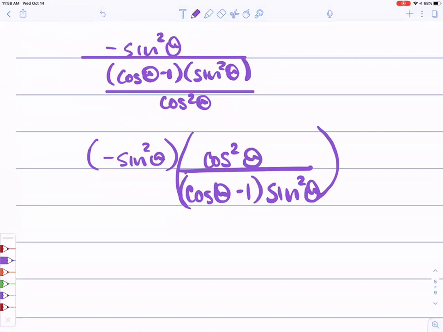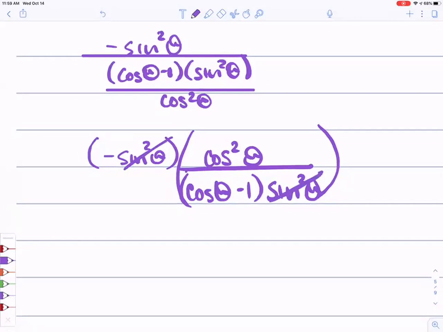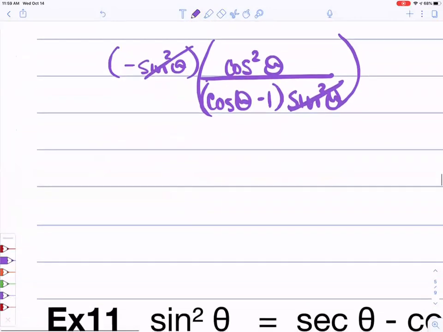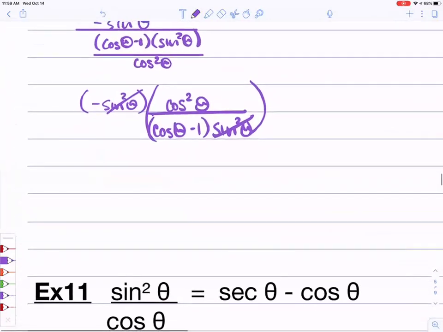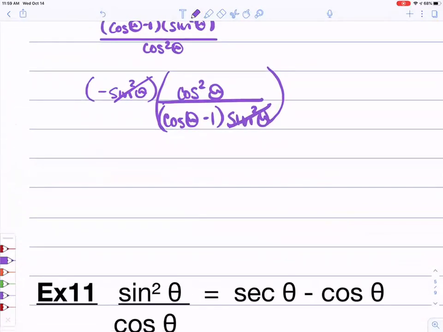Okay, can I do anything with that? Cancel what? A sine squared over a sine squared with a negative? Yep, absolutely. So the sine squareds will cancel. The negative stays there. And the cool thing is you can put the negative on top or you can put the negative on bottom. Doesn't really matter. So for now, I'll leave it on top, but I might change my mind and put it on bottom later.